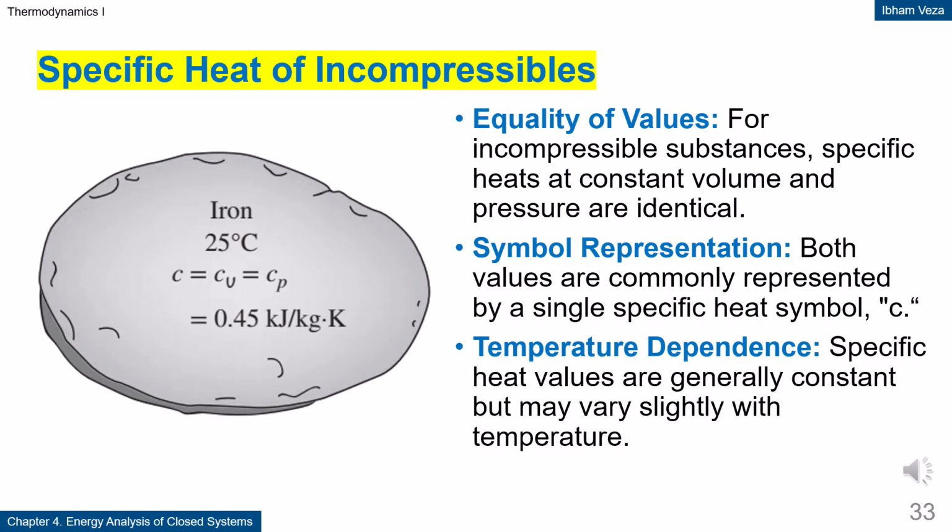Specific heat of incompressibles. The specific heats at constant volume and constant pressure are considered identical. Therefore, only one specific heat symbol, C, is usually used. This specific heat value is generally nearly constant with temperature. If there is any variation, it is usually small and often neglected. This simplification makes energy calculations much easier.